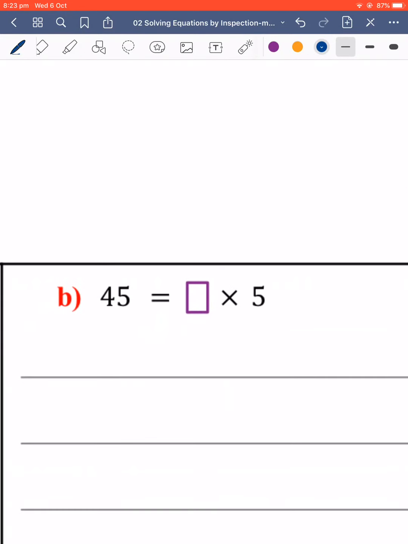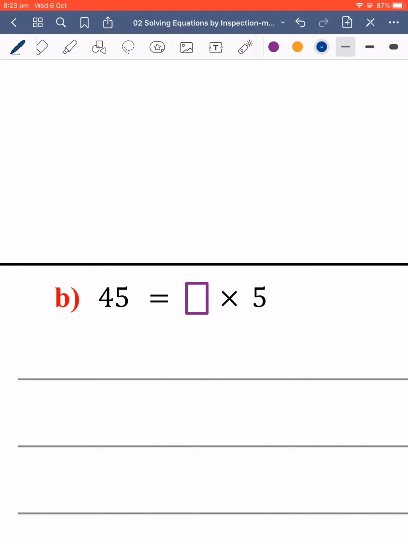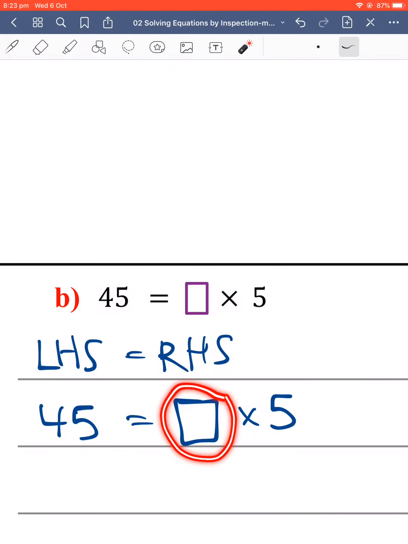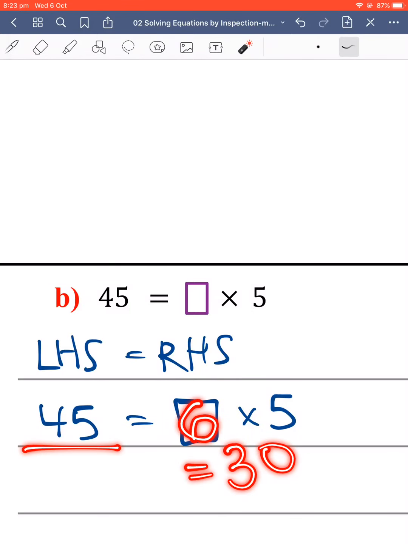Next one. Similar type of thing as we did before. So I want to have my left-hand side equaling my right-hand side. So I have 45 on my left-hand side equals something multiplied by 5. So again, have a play around with some numbers. I could try maybe 4. So 4 times 5 does give me 20. Way too low. Let's try something a bit bigger. Let's try maybe 6 times 5 gives me 30. Nope, still too low. Let's try 7.